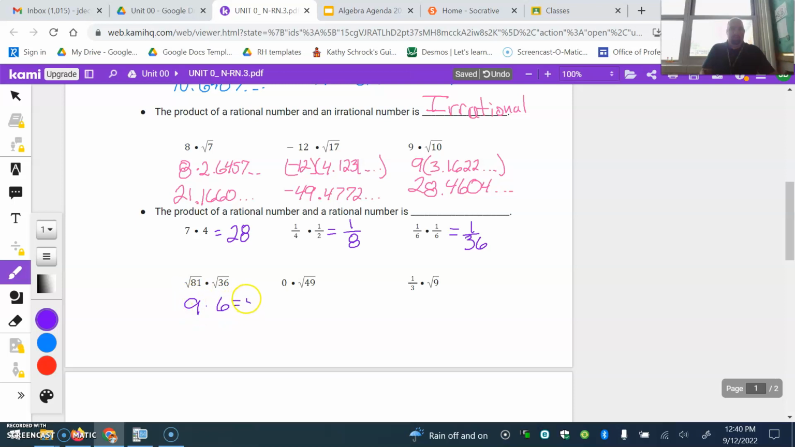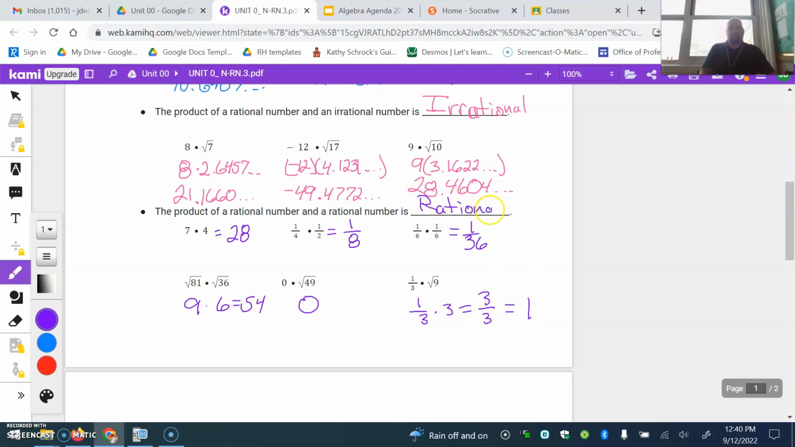So 9 times 6 is 54. 0 times anything is 0. 1/3 times square root of 9 is 3, which gives me 3/3 or 1. So all of these are rational numbers.